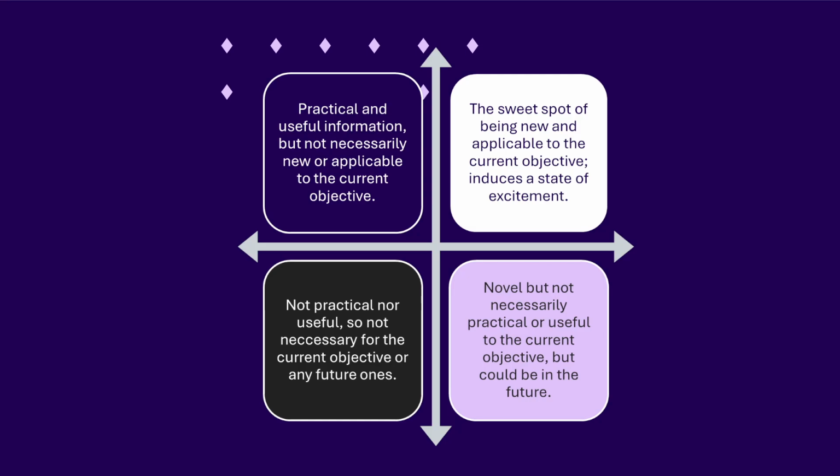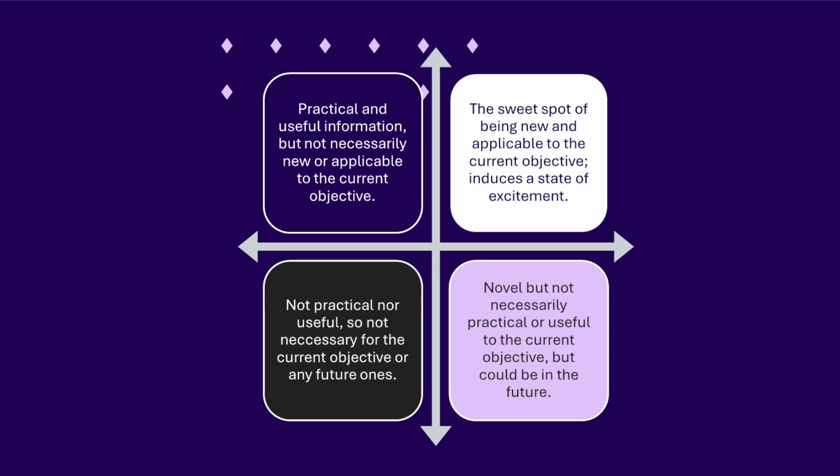As we look at the matrix, you can see the first option there in the black square says that the information is not practical nor useful, so not necessary for the current objective or any future ones. Well, I'm defining ethical leadership. Clearly, I thought it was important enough because I highlighted it as a key takeaway, and then I did actually find in the research where it was defined.